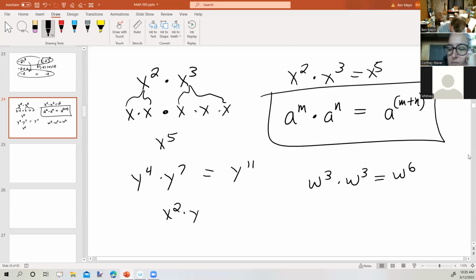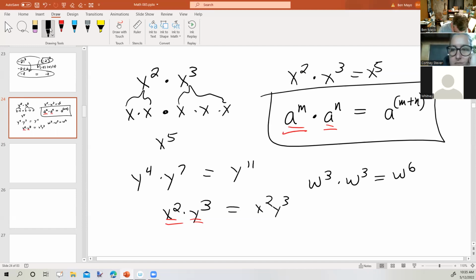x squared times y cubed would be x squared times y cubed. Why didn't I combine anything there? Because the bases weren't the same. For this to work, you're multiplying two powers with the same base, and then you add the exponents. Any questions about that rule?